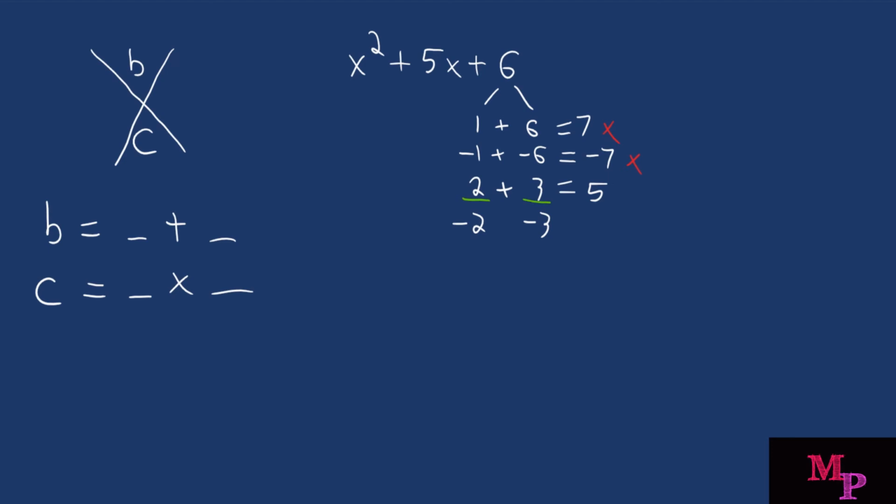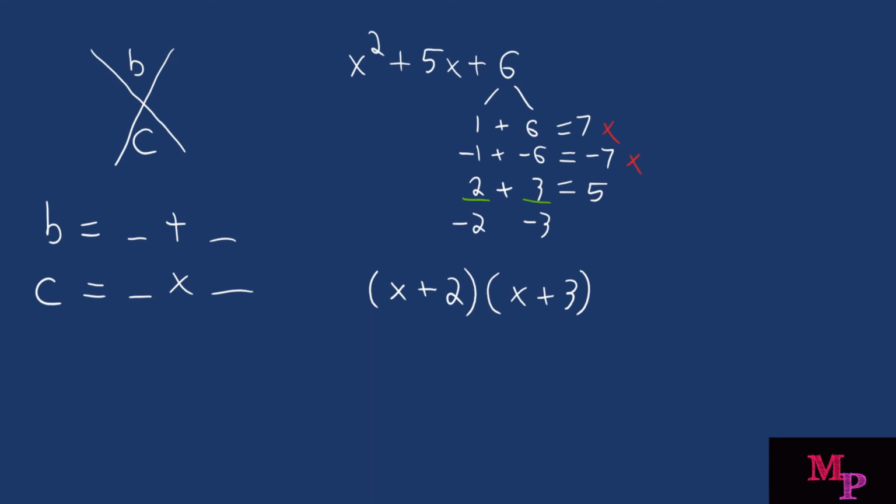So now we could go ahead and rearrange this quadratic trinomial into two binomials. So you're going to have x plus 2, because that's the first number you found, and times x plus 3, because that's the second number you found. And now this is going to be your answer, right?